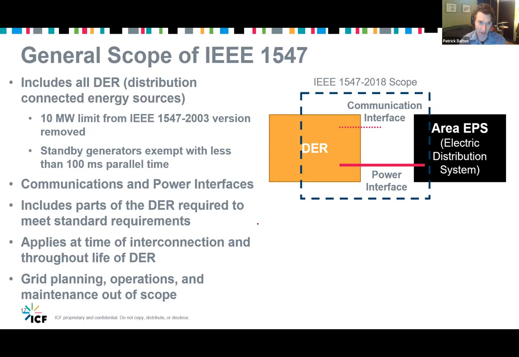So if it's paralleled for a very brief amount of time, less than 100 milliseconds, which is typical of a standby generator at maybe a hospital or some sort of building that has a backup system, as it returns to the grid, you don't want to have a blink. So there's some sort of parallel time when the generation system is operating at the same time as the grid. These standby generators are exempt.